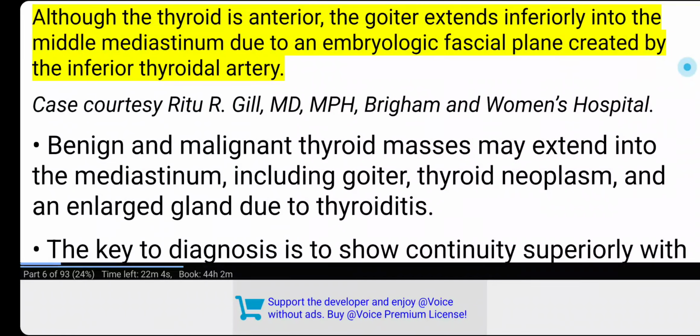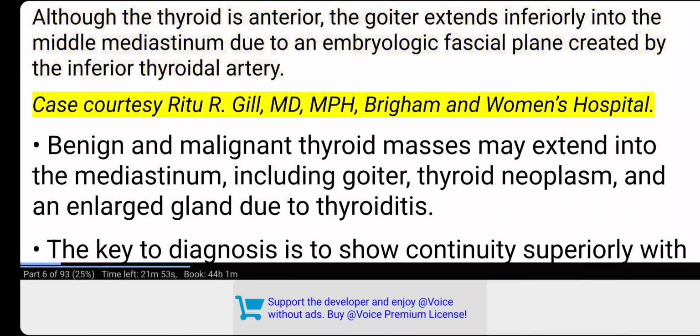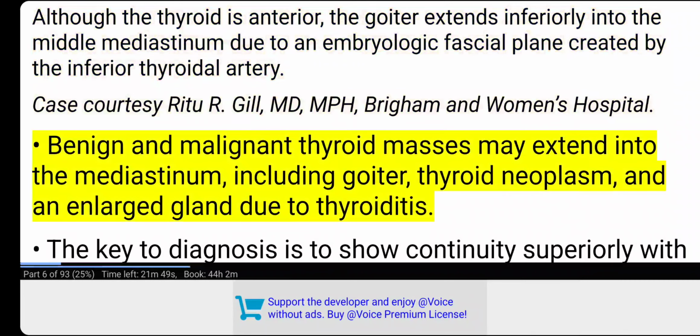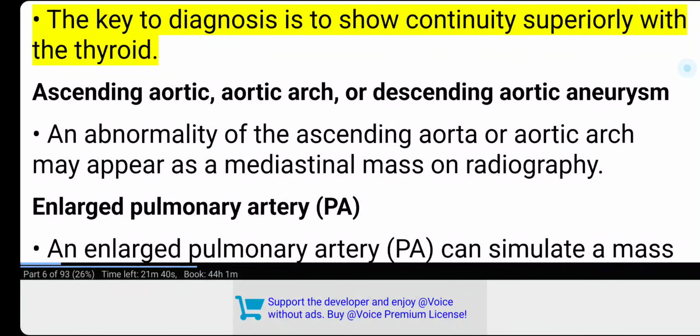Although the thyroid is anterior, the goiter extends inferiorly into the middle mediastinum due to an embryologic fascial plane created by the inferior thyroidal artery. Case courtesy Ritu R. Gill, MD, MPH, Brigham and Women's Hospital. Benign and malignant thyroid masses may extend into the mediastinum, including goiter, thyroid neoplasm, and an enlarged gland due to thyroiditis. The key to diagnosis is to show continuity superiorly with the thyroid.